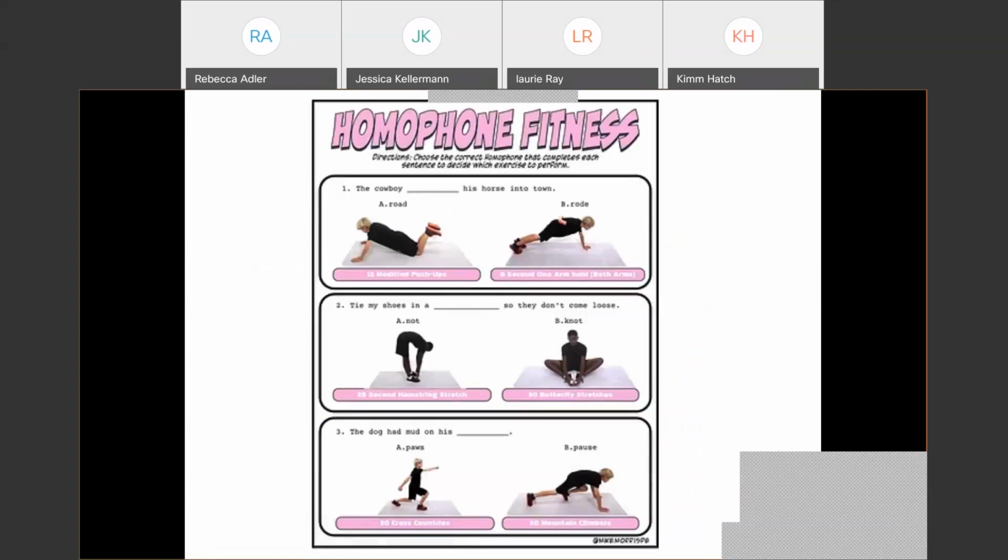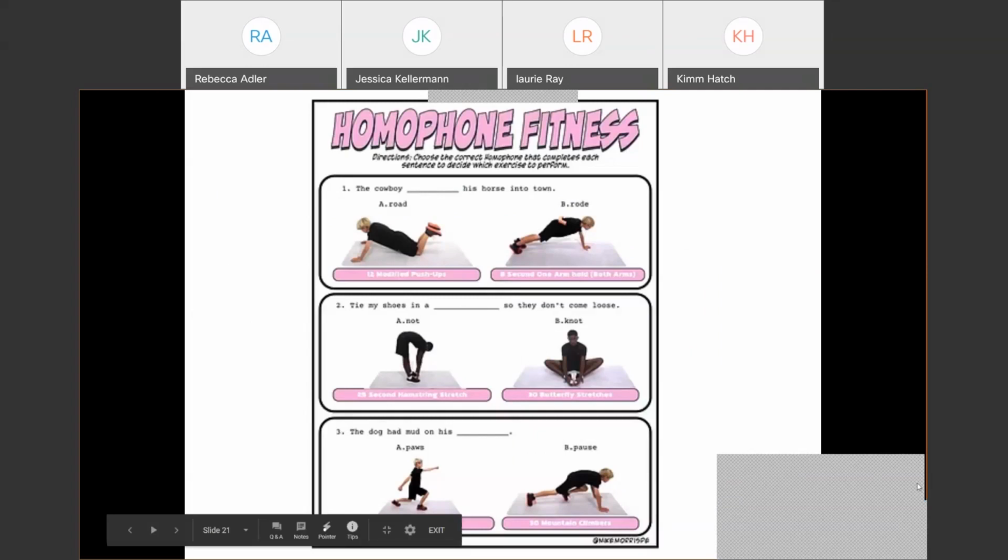Some of these activities you may not have the room or the time to implement in your own classroom, but you can always partner with your physical education teacher and share these with them, something that's more appropriate in the gym. You can also edit and make your own physical activities tied to these.